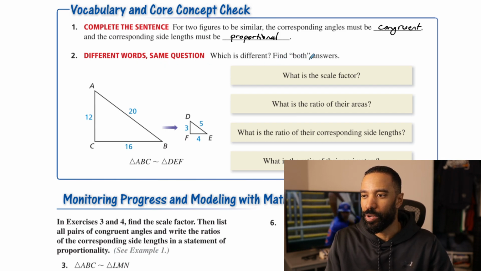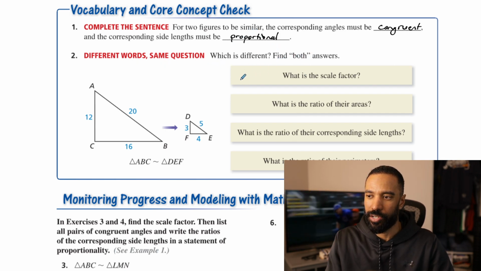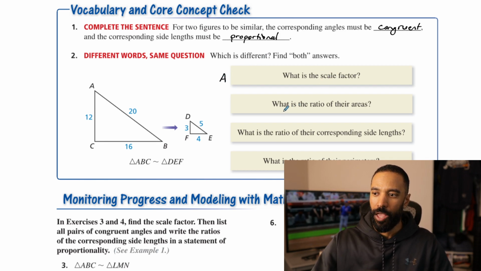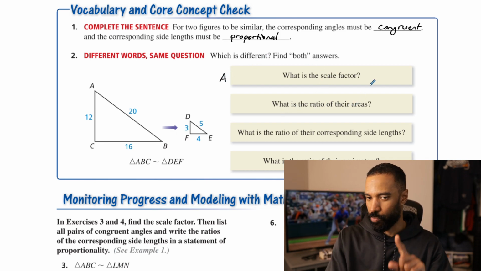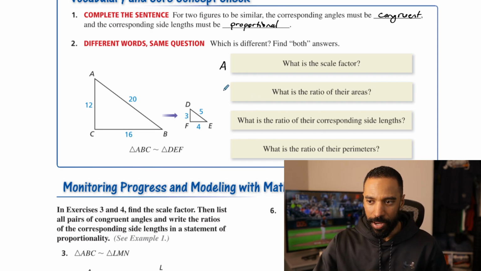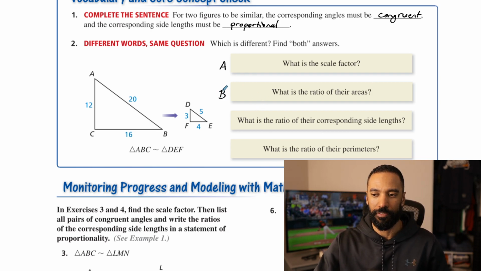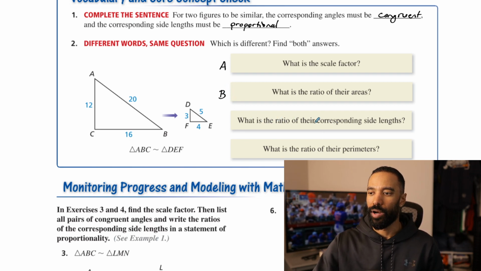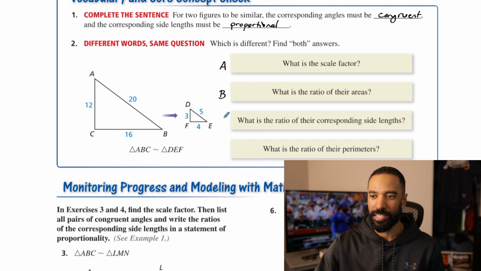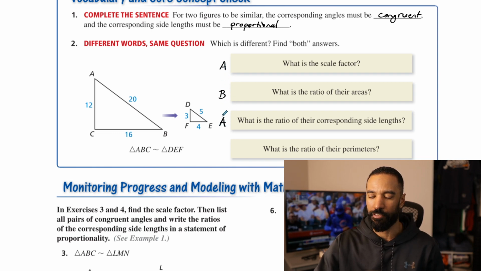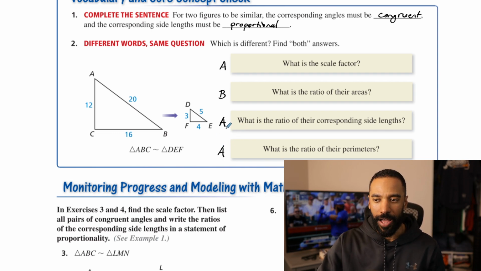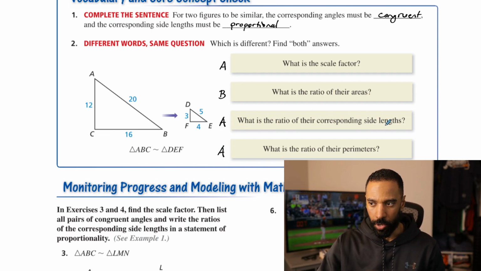Different word, same question. Which is different? Find both answers. If I ask what is the scale factor, that'd be a question like A. What is the ratio of their areas? Remember, scale factor and area ratio are specifically two different things, so I know that one is different, but which one is different from here? What is the ratio of their corresponding side lengths? A, that is also the same as scale factor in this case. What is the ratio of perimeters? That still applies with the same thing as ratio of corresponding side lengths.